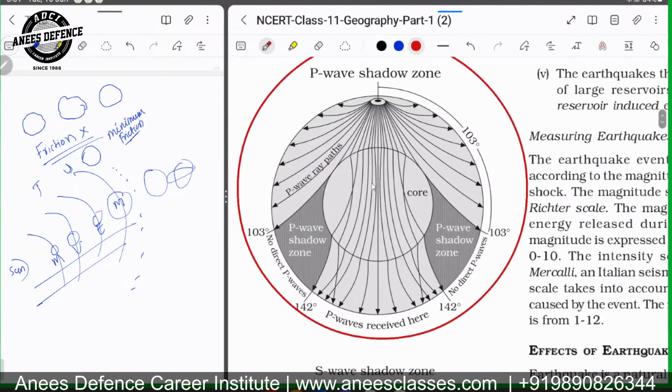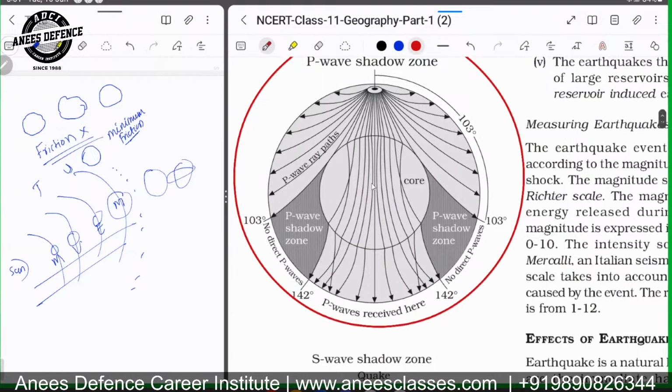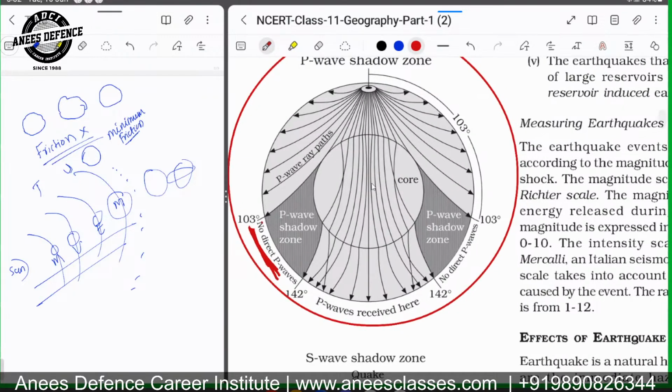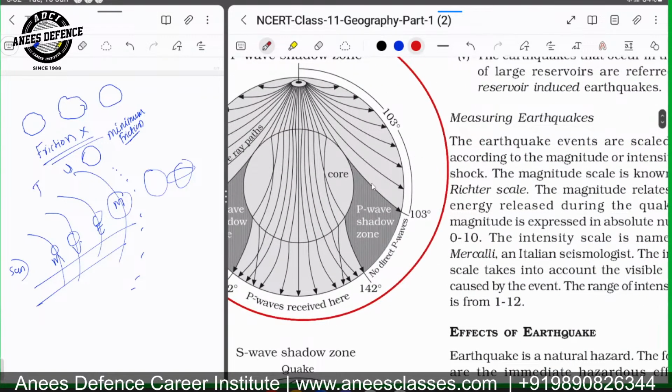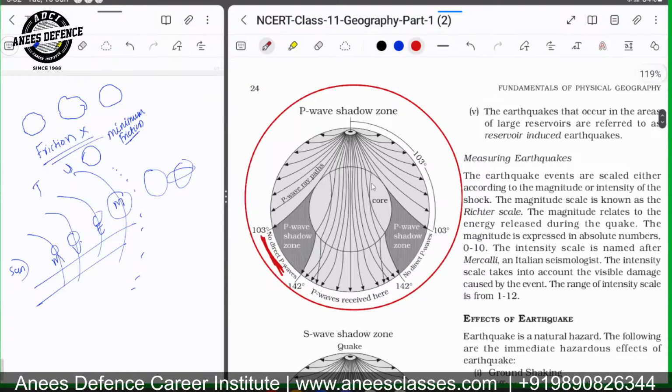This shadow, so 103 to 142, almost 40 degrees angle, which is the P wave shadow zone. In this area, you will not see any impact of P waves. So that is called the P shadow zone, P waves shadow zone.